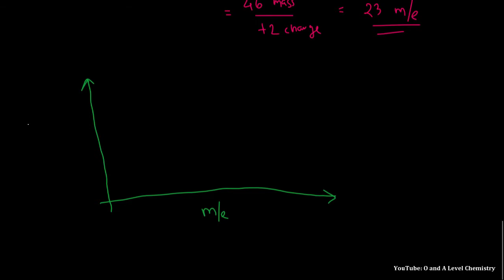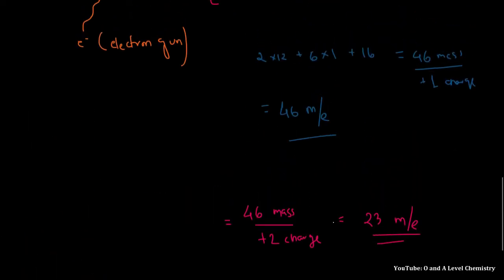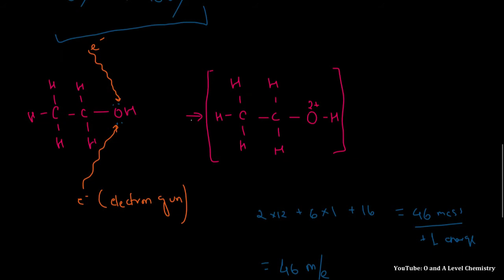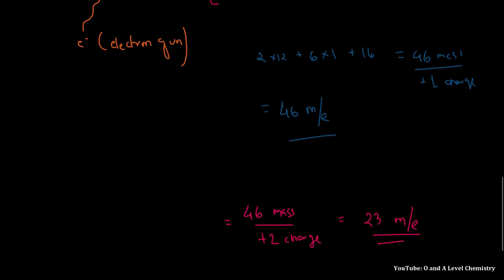And this is the relative abundance, which means how much of it you see. This is basically how much of the sample was this one, how much of the sample was that one. So that's the relative abundance. When I inject this sample into the mass spectrometer, I'd see a 46 m/e. So let's go and draw the peaks there.